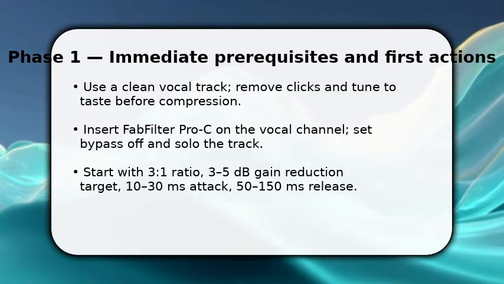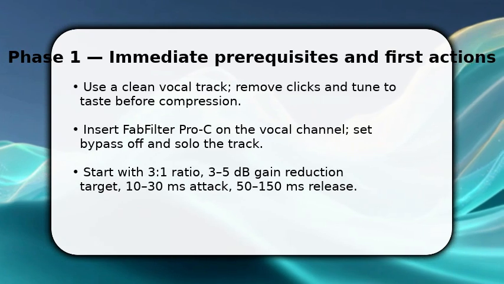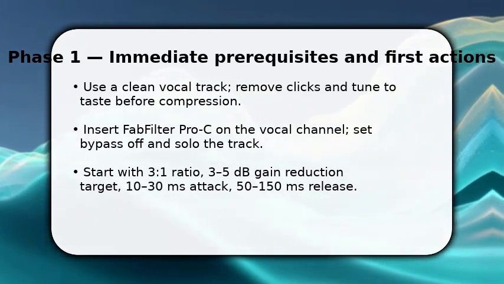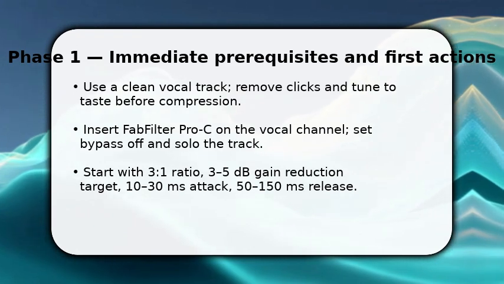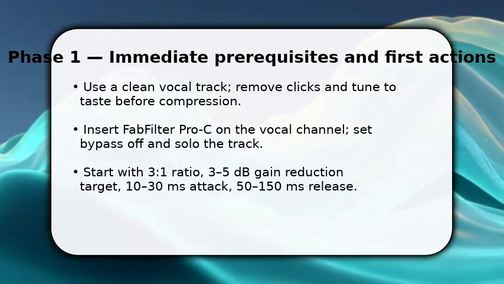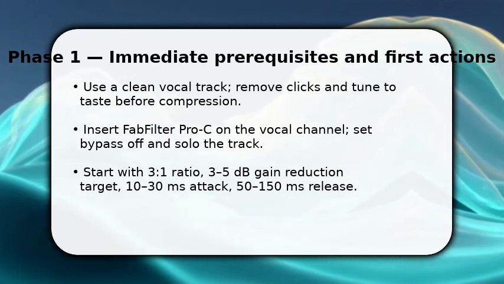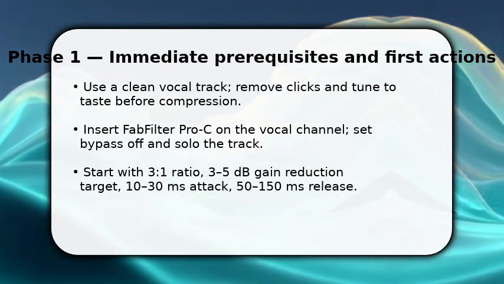You start now by loading FabFilter Pro-C on the vocal bus and soloing the track. Do not overthink routing. Set the compressor to a transparent style, choose 3.1 as your baseline ratio, and aim for about 3.5 dB of steady gain reduction. This tames peaks while keeping expression.